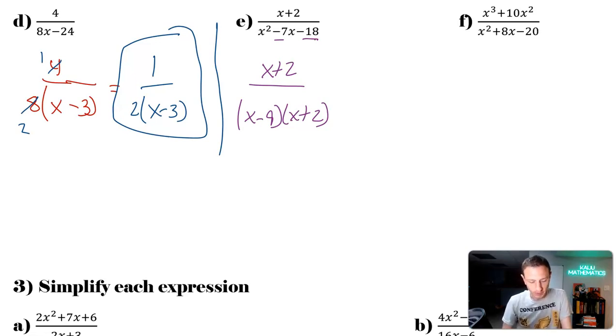And then what generates from there is the fact that we can now simplify the x plus 2's. Those are going to cancel. Everything canceled besides that x minus 9 in the denominator. So what am I left with on top? Just a 1. You have to have a placeholder of a 1 over x minus 9.